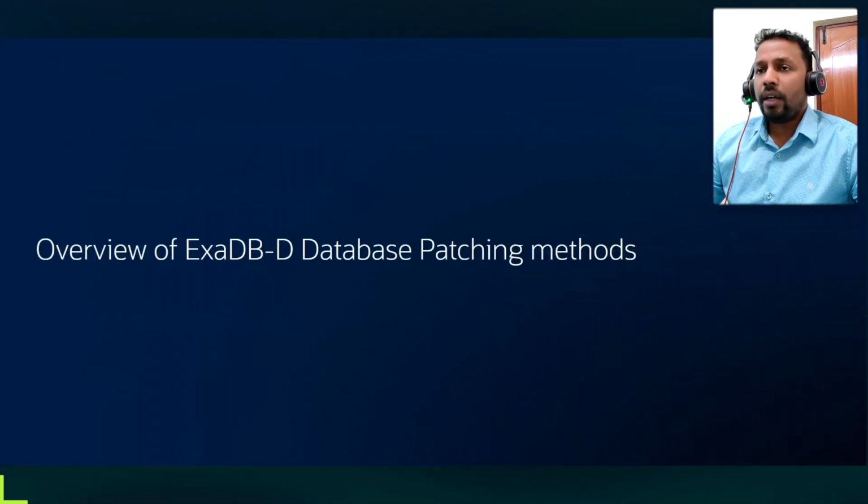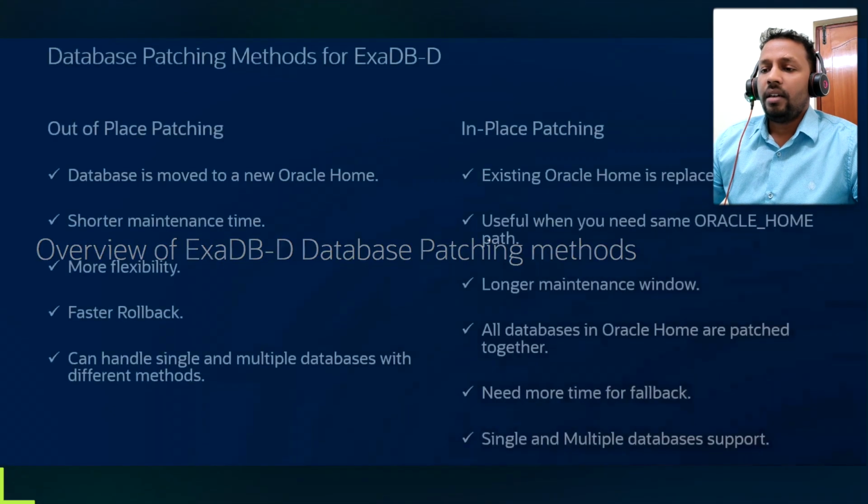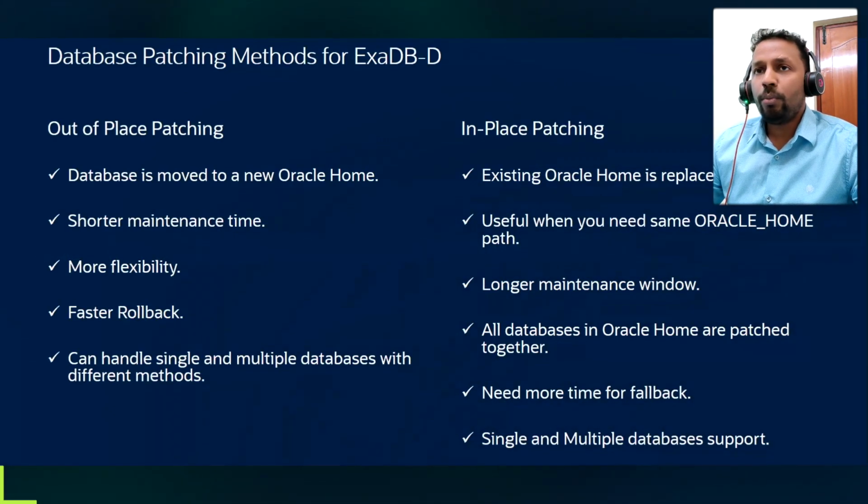Okay, so let's see what all patching methods are available when you go for patching your database in ExaDBD, previously known as ExaCS. That is the common name. So basically, there are two broader categories: out-of-place patching and in-place patching. For out-of-place patching, the database is moved to a new home, whereas for in-place patching, you keep the same home and then replace the entire binary. That is how in-place patching works in OCI, with the new binaries having the new release update that you wanted.